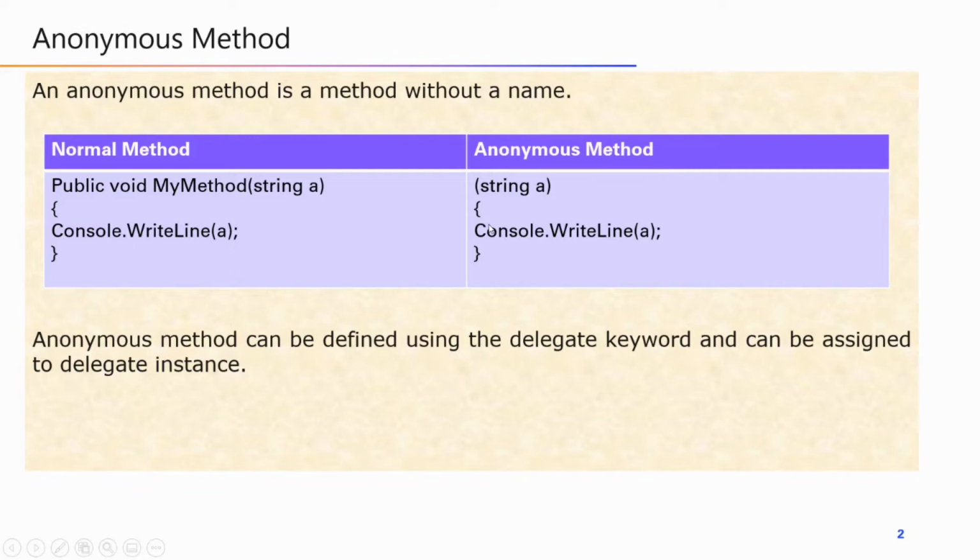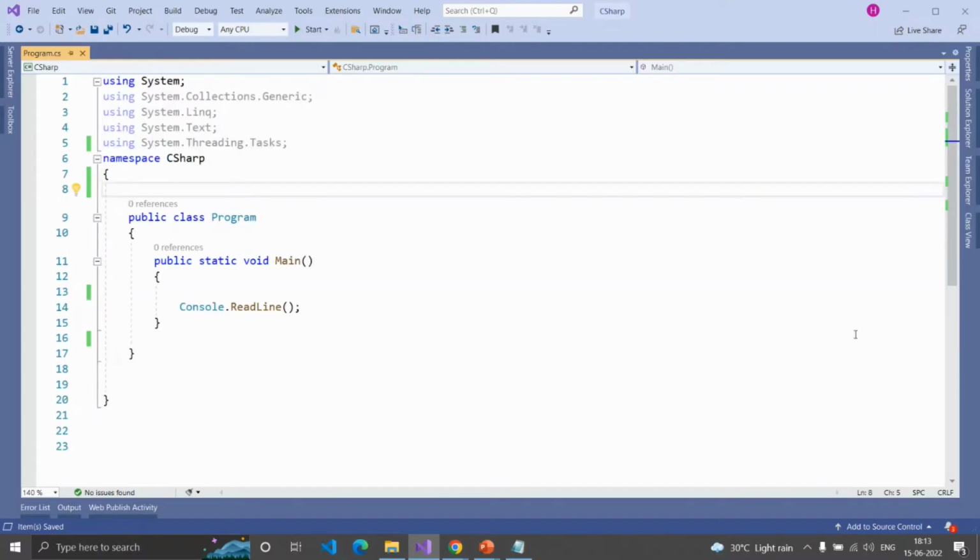An anonymous method can be defined using the delegate keyword and can be assigned to a delegate instance. Let's see how to create an anonymous method. Here I created a sample console application. Let's create a delegate. We can create a delegate inside or outside the class: access modifier, then delegate keyword, then return type, then delegate name. Inside the brackets, we can provide any parameter. Let's assign a string parameter.